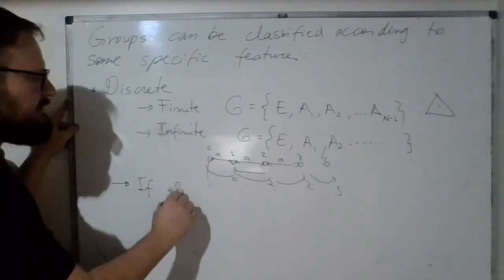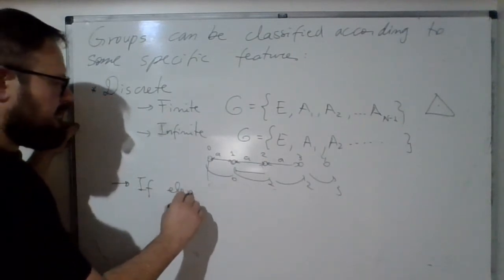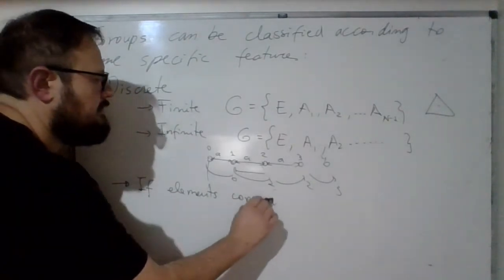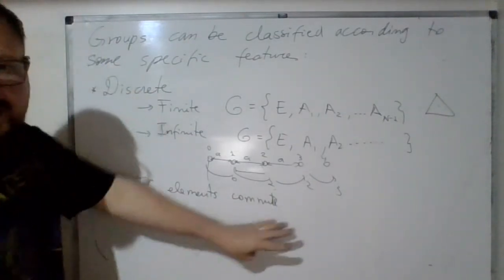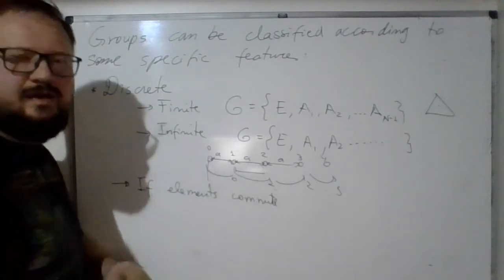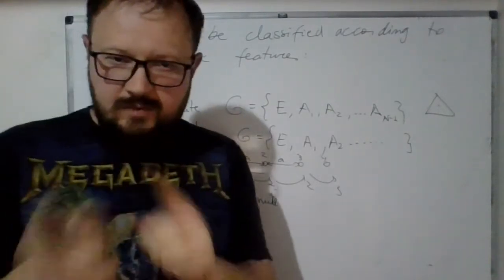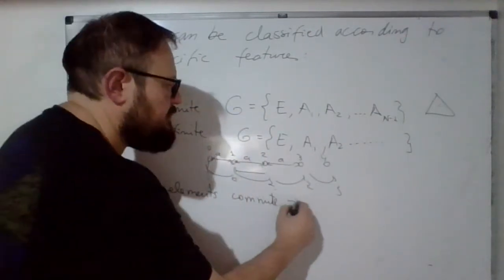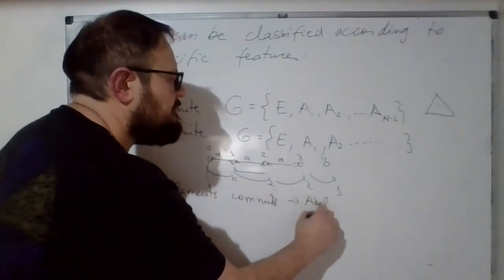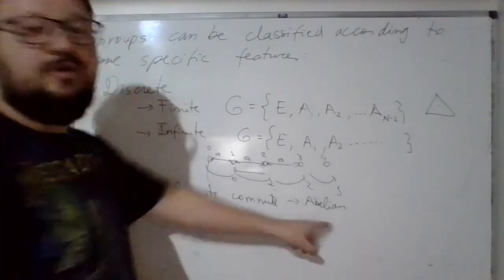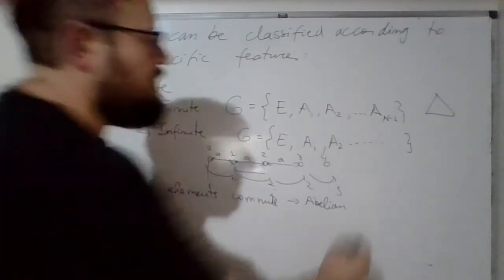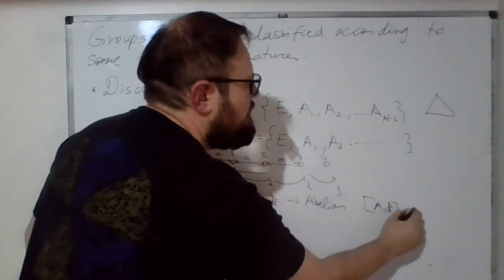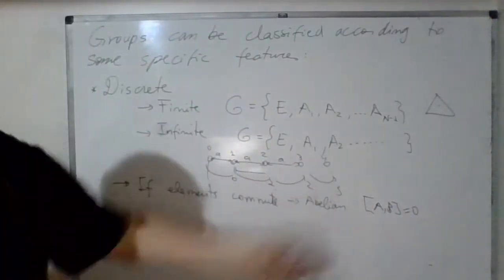If elements commute, all the elements of the group commute with each other, so the operation is commutative, the multiplication you define is commutative, the group is said to be abelian or commutative. All right. So any element commutes with any other element of the group, so the commutator is 0.